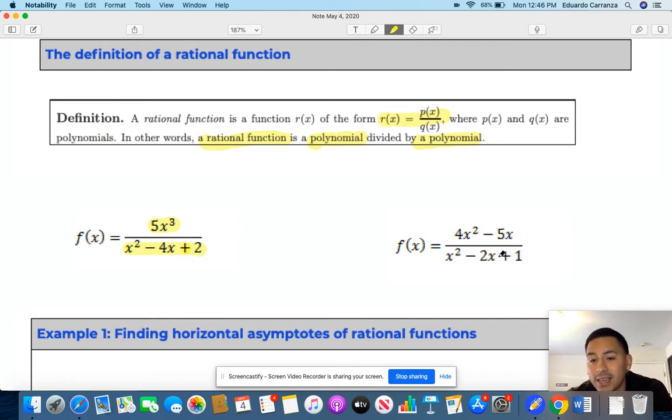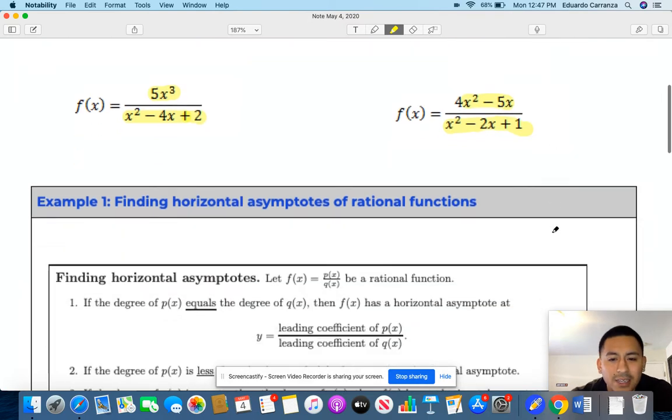And then in the second example, we have a different polynomial in the numerator, 4x squared minus 5x. And in the denominator, we have another polynomial, x squared minus 2x plus 1. All right, so a rational function is really just a polynomial divided by another polynomial. It's a fraction of polynomials.